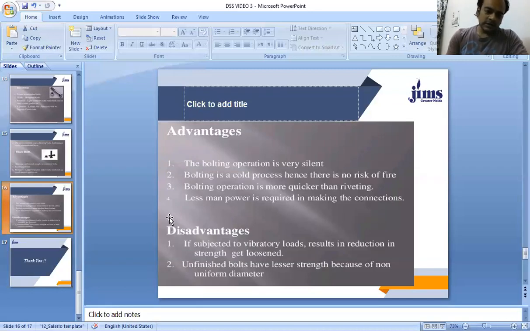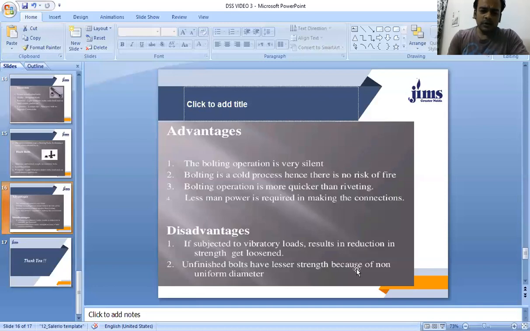There are certain disadvantages also. If subjected to vibratory load, bolts result in a reduction in strength or get loosened. This disadvantage was not there with the riveted connection. The loosening of bolts due to vibratory load will be there because there are threads, which may get loosened when vibratory loads act on the structure.